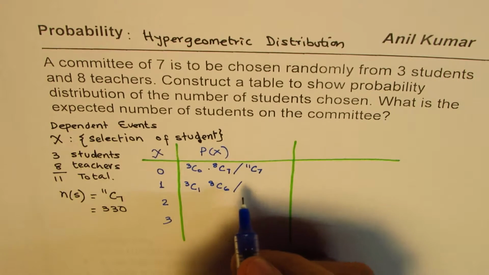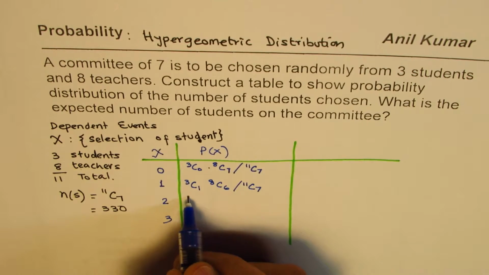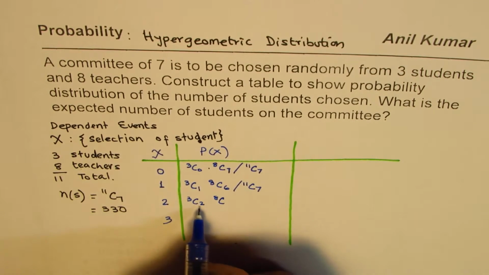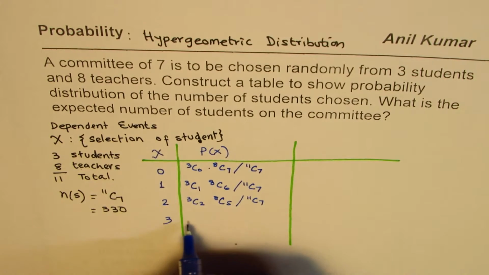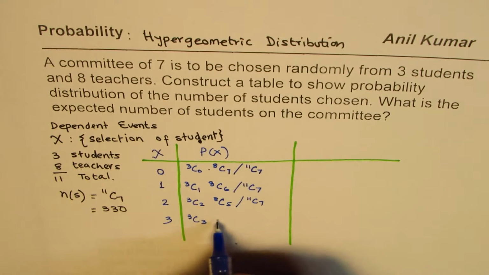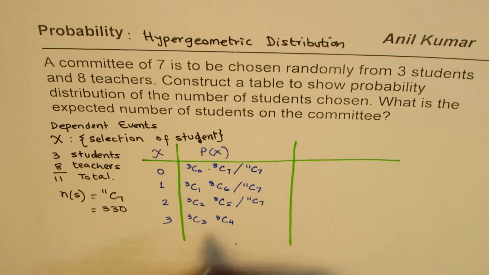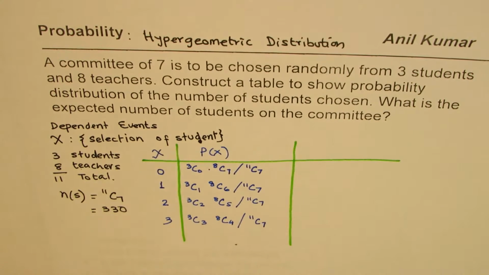divided by total number of combinations, which is 11C7. For 2, we will be writing this as 3C2, 8C5, divided by 11C7. And for 3, we are saying all 3 are students, so none of them is a teacher, 4 of them are teachers, 4 plus 3 is 7, and this divided by 11C7. So those are the probabilities.